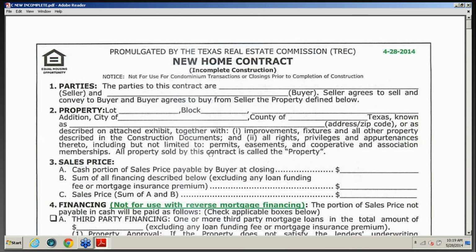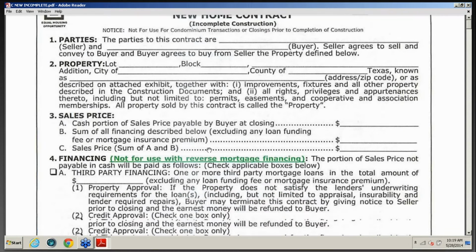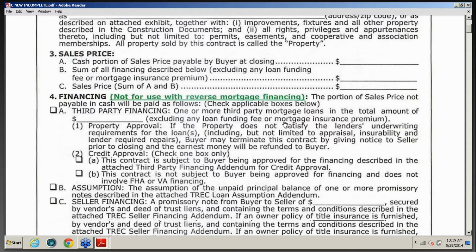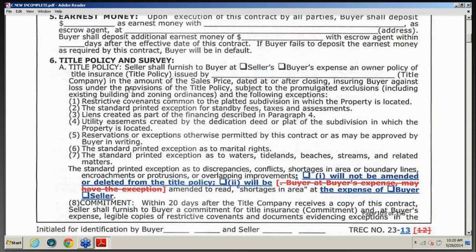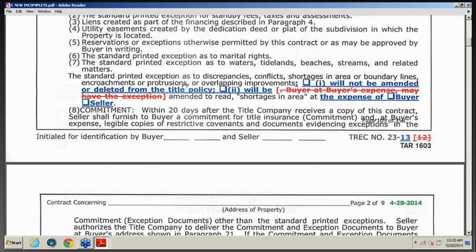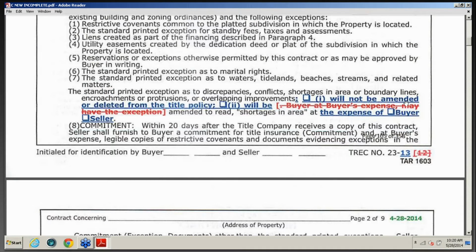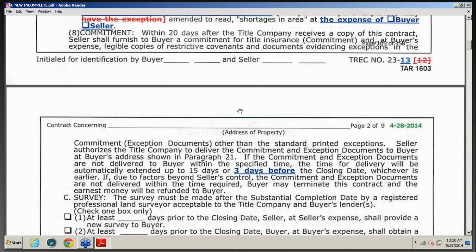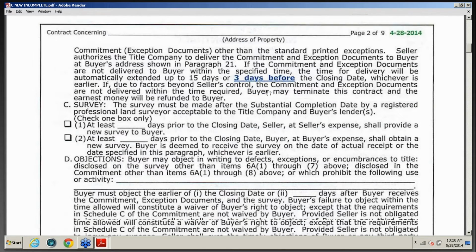New home contract, incomplete, which is a TREC form 23-13. Again, 23-13. You're going to see the same thing, folks. Financing: not for use with reverse mortgage financing. Again, we have the deleted in paragraph 7. We have will or will not be amended on the title policy for the extra coverage. We have 3 days before closing.